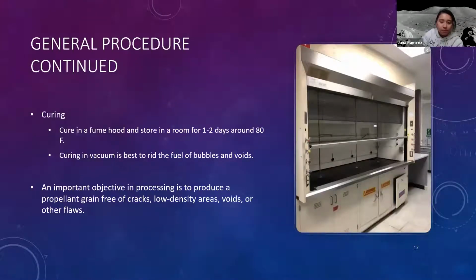And the curing process normally lasts 1 to 2 days, around 80 degrees Fahrenheit. And luckily, the days that Jana and I were mixing the fuel, it was warm outside, so we didn't need a heater or anything. And of course, curing in a vacuum is best to avoid the air bubbles. And one of the other objectives for our project was to have low density, to produce a propellant grain free of cracks, low density areas, and other flaws.